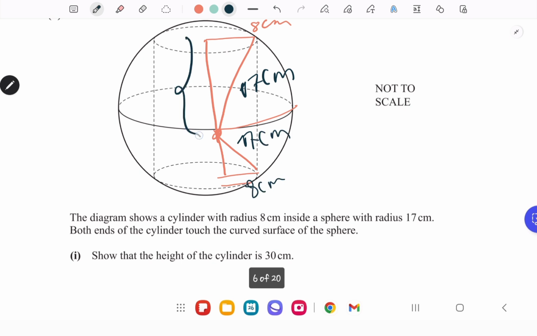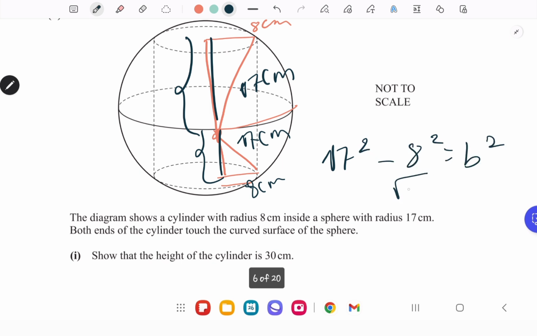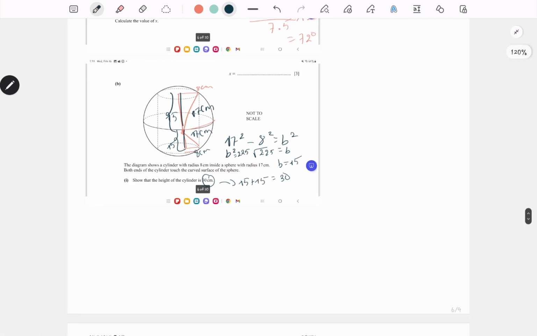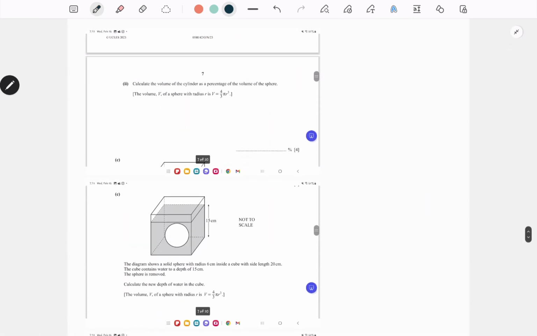Now to find the height, you're going to find the length of one side, and it will be the same over here. So using Pythagoras theorem, 17 squared minus 8 squared is equal to b squared. So b squared is equal to 225. So radical 225 is equal to b, so b is equal to 15. So we have 15 over here and 15 over here. So as you can see, it is then 30 centimeters.